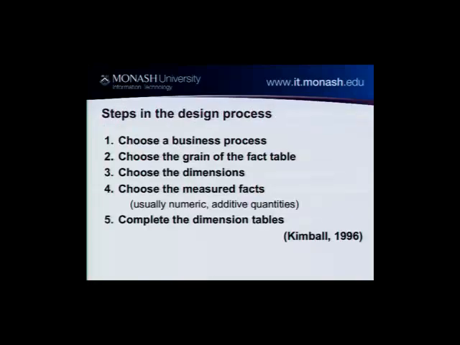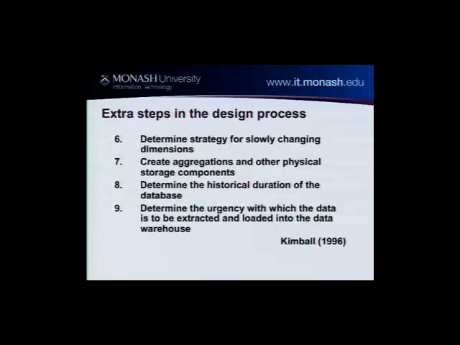So choose the business process, choose the level of detail or the granularity, choose the dimensions, but you can't do step two without knowing step three. So it all kind of happens in one go. Choose the measured facts, keeping in mind they're typically numeric quantitative values, whereas the dimension values are typically qualitative, textual, but there's always examples that break the rule. For example, the time dimension, that's not textual, but anyway. And then complete the attributes in the dimension table. So at step five, you've got your logical star schema. But there's still a few extra physical decisions to make.